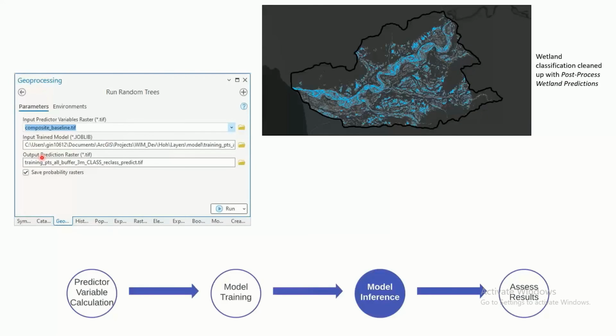So one output that we get from this tool is what I would call a hard classification. So it's what we're visualizing up here. Every pixel in your raster has been classified as either wetland or non-wetland. And in this example, we have applied another WHIM tool that does a geometry-based cleanup of wetland predictions so we can visualize them as polygons.